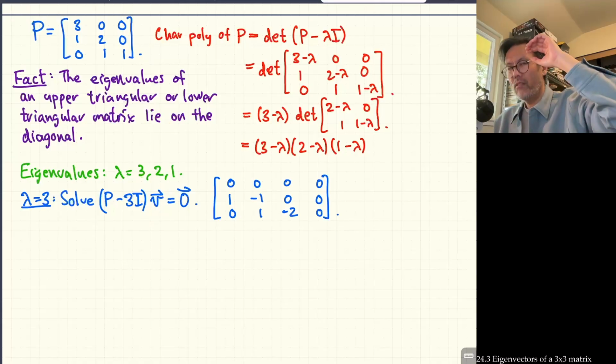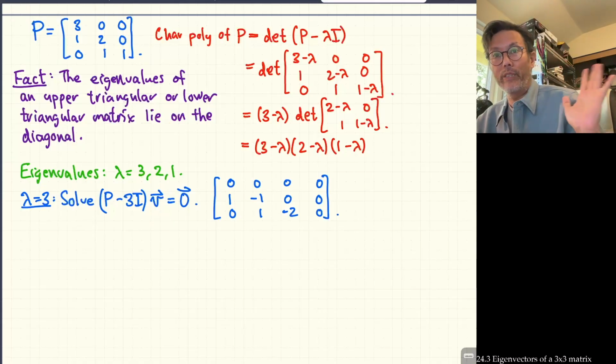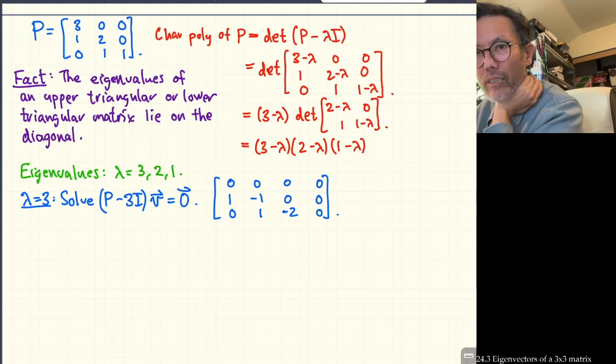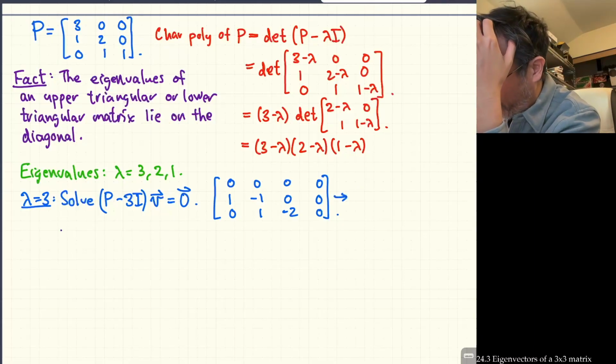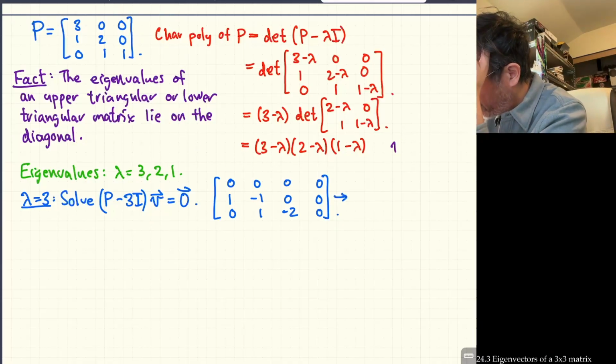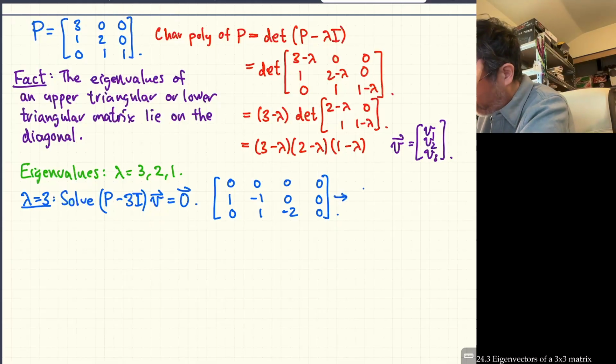Now, we already have a 0 row in that first row there, so that's really nice. Okay, what is this thing? What does the system boil down to? If we think of V as having entries V1, V2, and V3, then this matrix here represents the system V1 minus V2 equals 0, and V2 minus 2V3 equals 0.